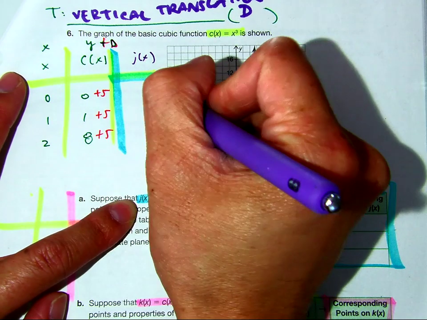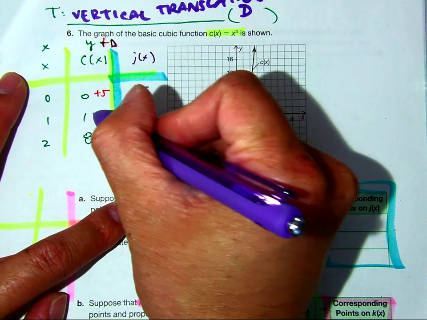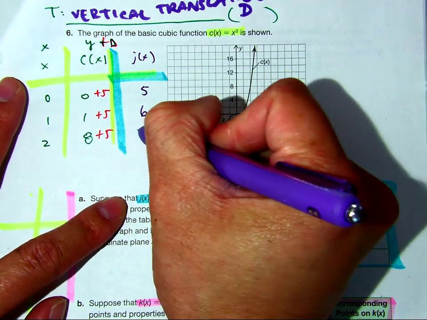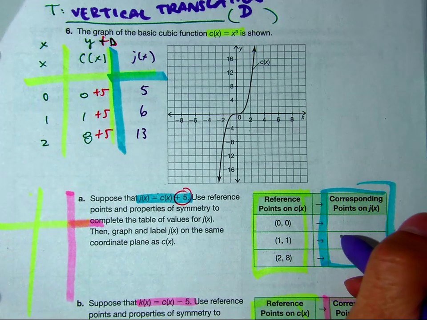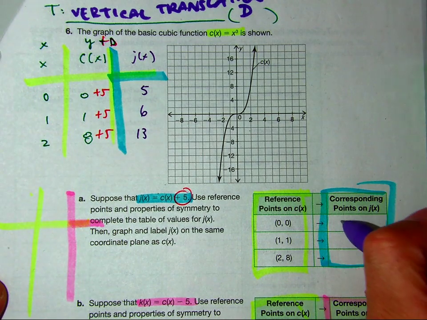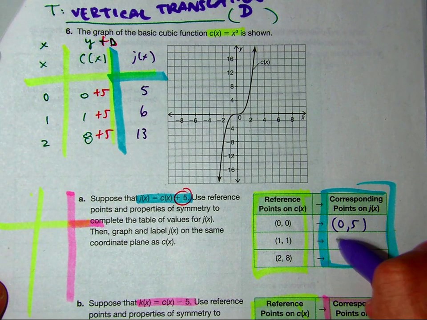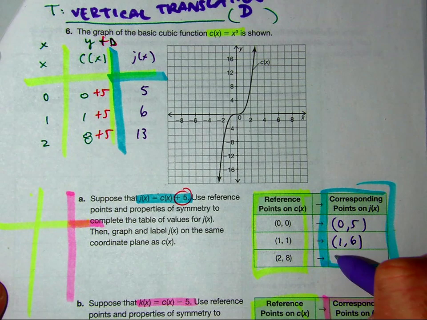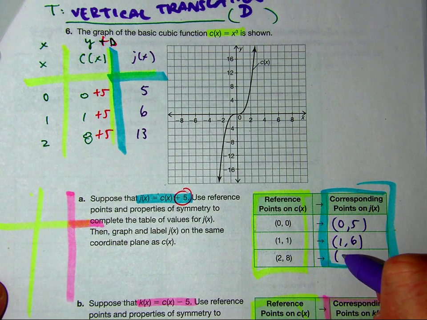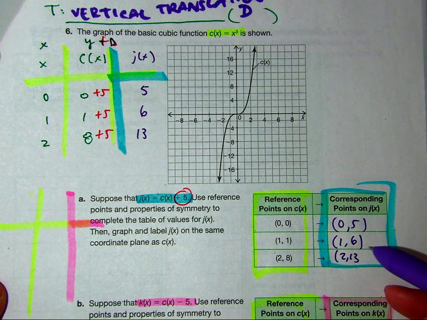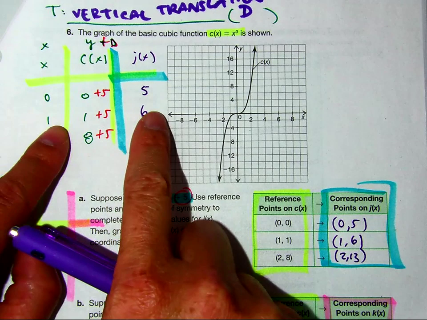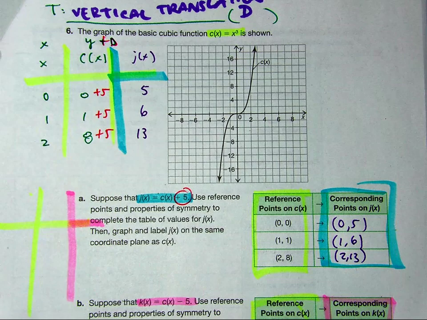So if you add 5 here, Rita, that becomes what? And this one? Go ahead and give me the new coordinates. 0, 5, 1, 6, 2, 13. Correct. So she was looking at this. Okay.